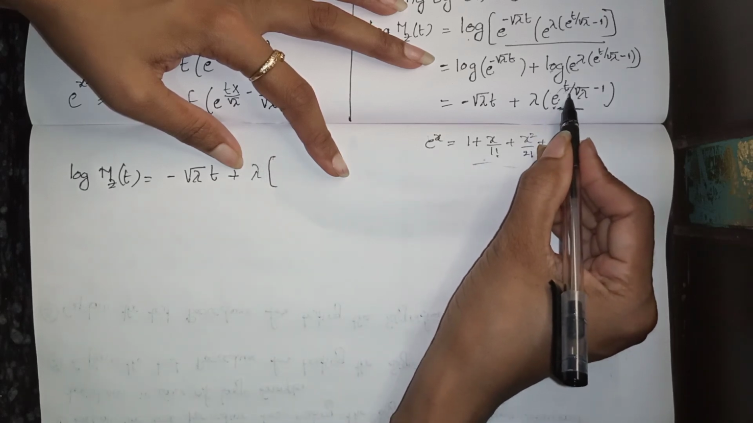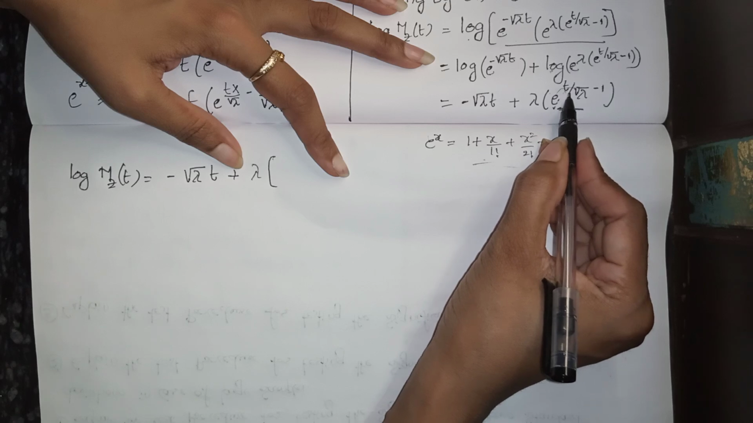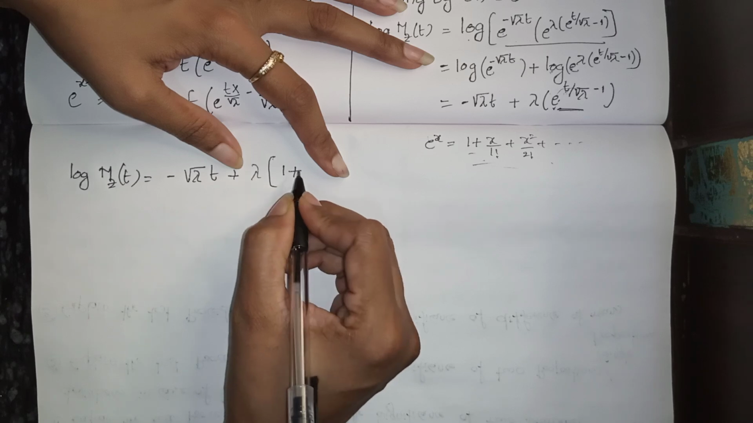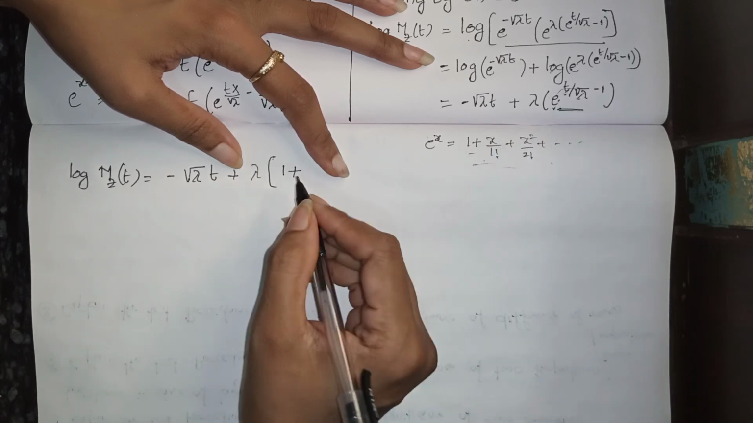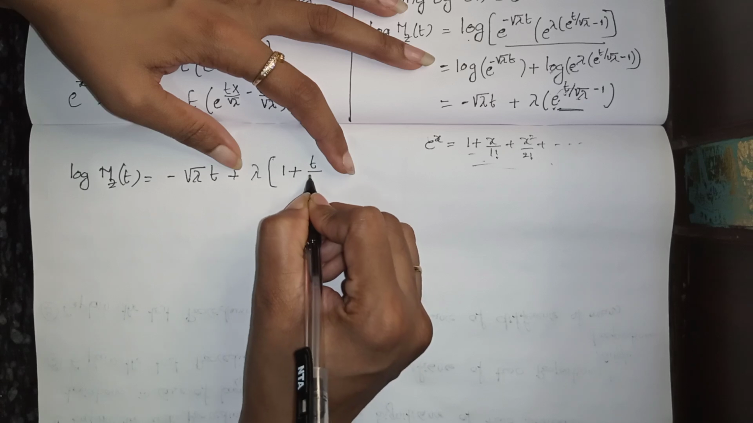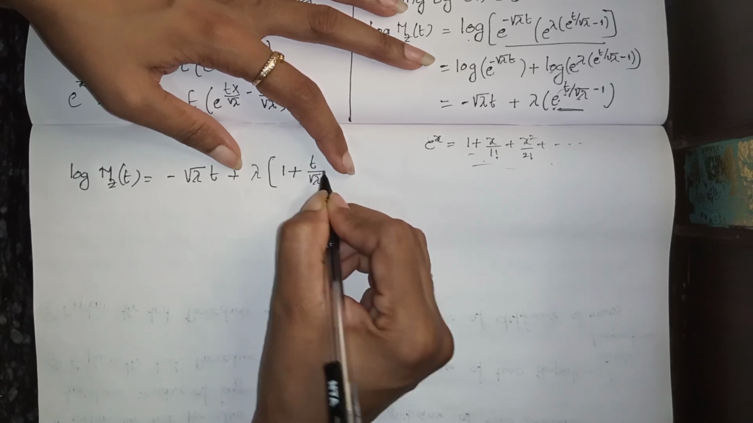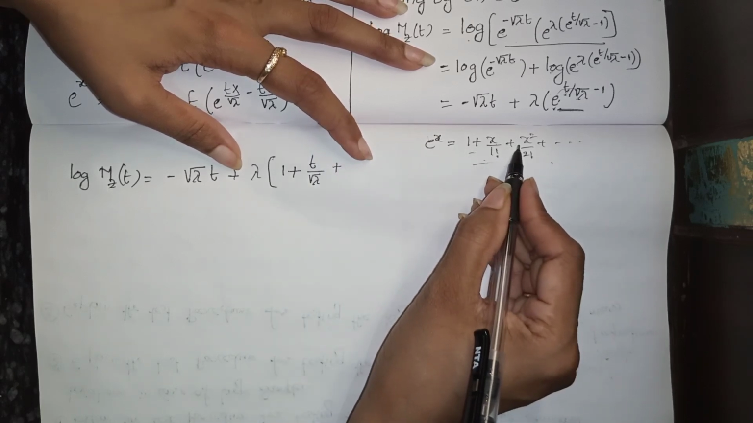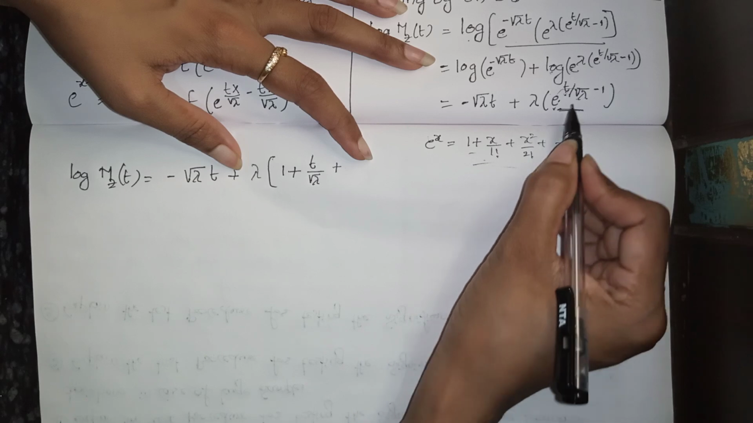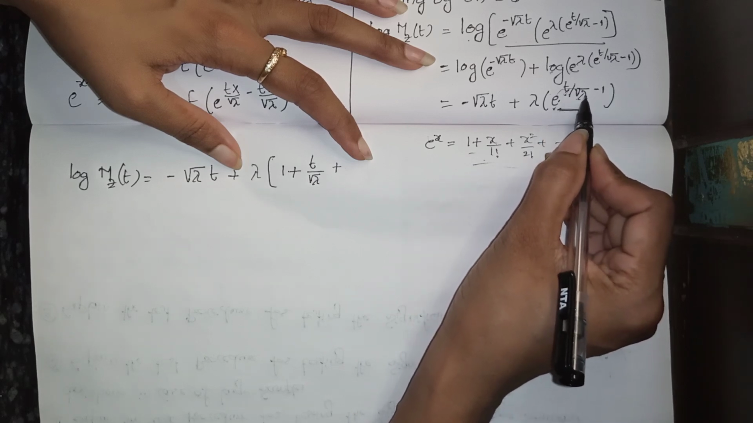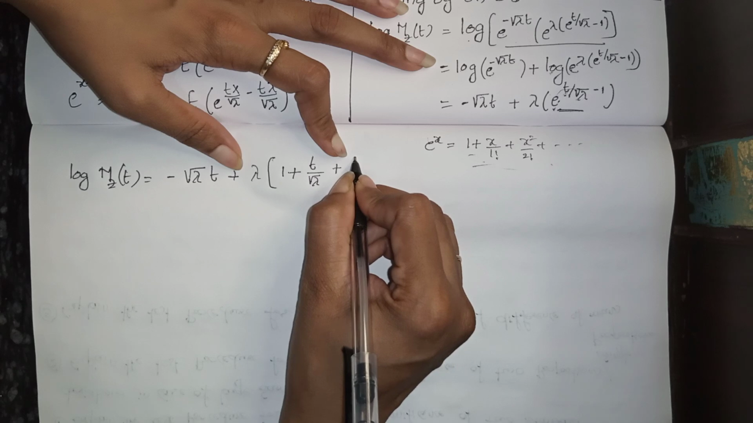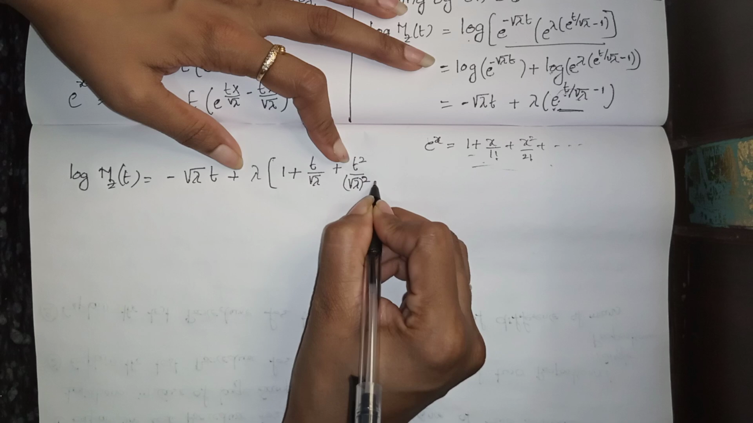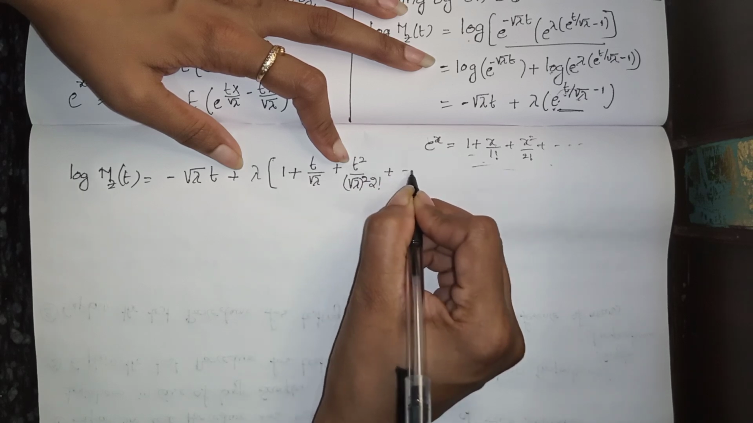So e power x, what is the x value? It is t by root lambda. So first we have 1 plus t by root lambda into 1 factorial, which is nothing but 1, plus the next term: t squared by root lambda whole square into 2 factorial, plus and so on.